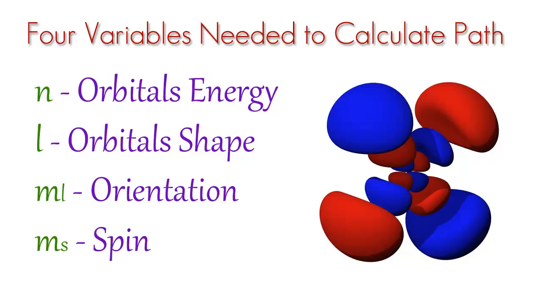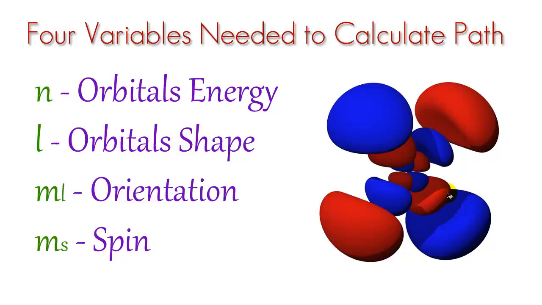So those numbers are n, which stands for the orbital's energy, L, which stands for the orbital shape, ML, which is the orientation or how it's tilted, and MS, which pretty much means is your electron spinning clockwise or counterclockwise. And with those four numbers, you can go ahead and calculate a formula to figure out a really complex 3D path. And this isn't like any random path, this is actually one of the paths that electrons take.